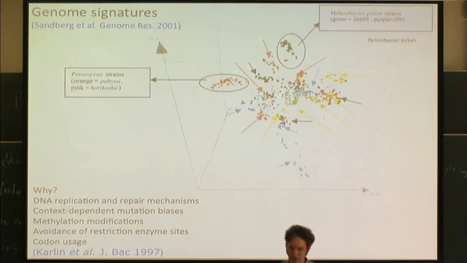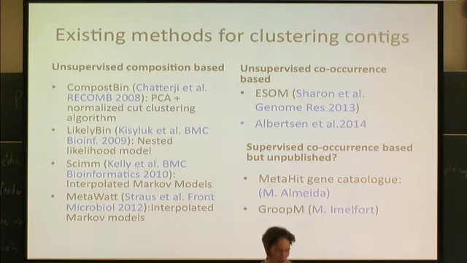DNA is translated. So this has been known about for quite a while, and there's a variety of programs that use this information to try and cluster contigs together. I'll be presenting some results from these. One of the first ones was CompostBin, and that does a PCA and then has a heuristic clustering algorithm.